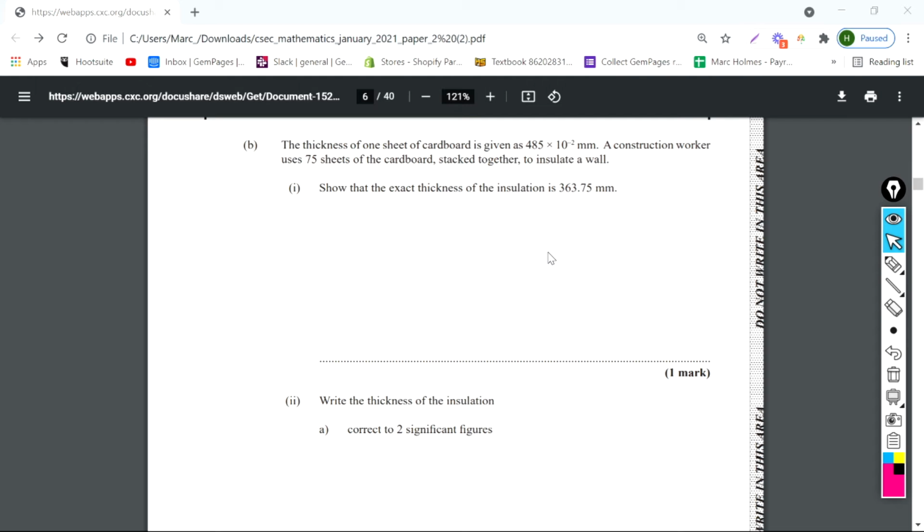All right, guys, so this is a unique question. It says here, the thickness of one sheet of cardboard is given as 485 times 10 to the minus 2 millimeters. Cool. And it says a construction worker uses 75 sheets of the cardboard stacked together to insulate a wall. So it says show that the exact thickness of the insulation is 363.75.